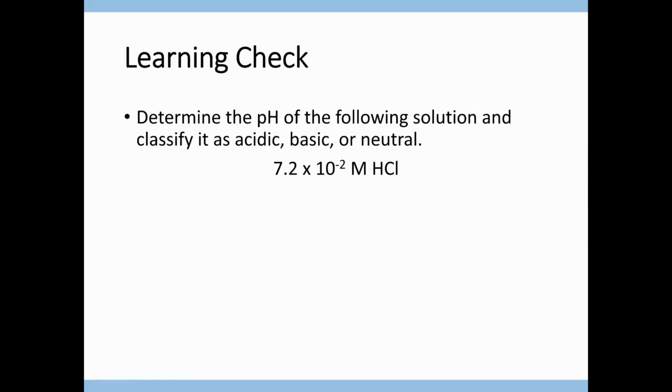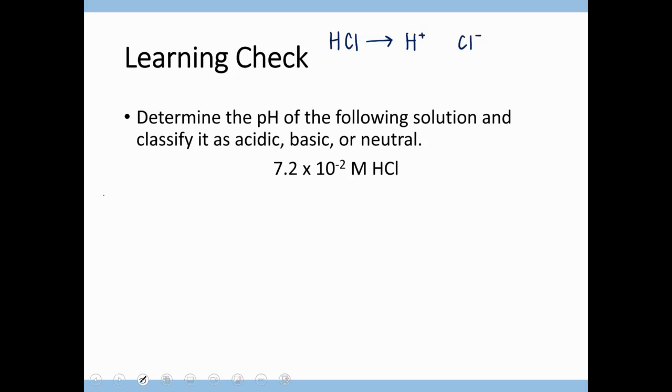Okay, so HCl, when you see HCl, I want you to think this is a strong acid. It fully ionizes. So we have our list of strong acids, HCl, HBr, HI, those hydrogens bonded to halogens, but not fluorine. Those are strong acids. If you have 7.2 times 10 to the negative second molar HCl, that fully ionizes into H plus and Cl minus. So the concentration of HCl is the concentration of H plus in solution.